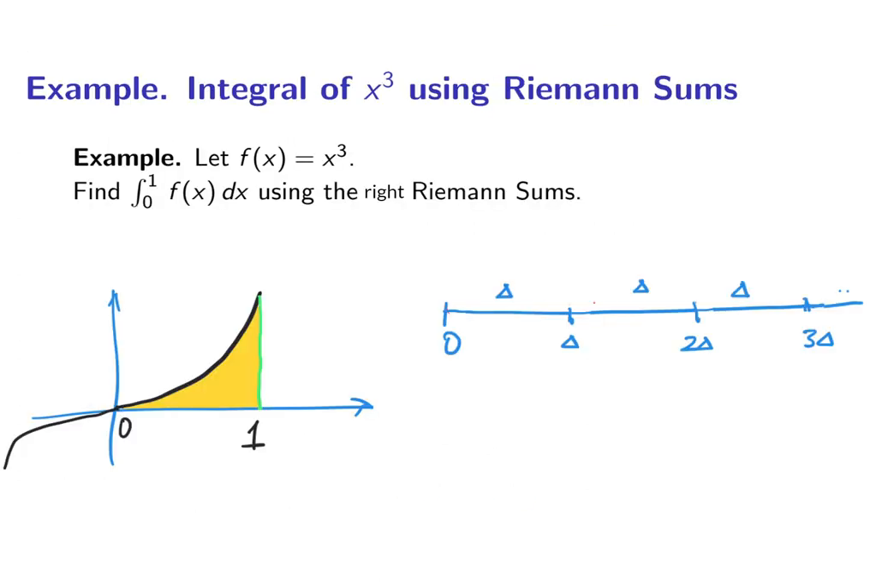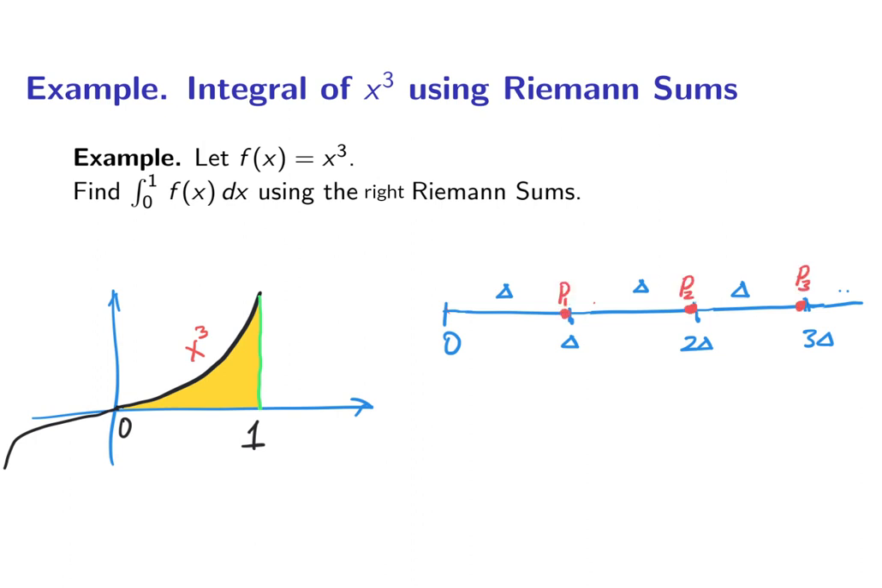Here is an example. Let's take the function f of x equals x cubed. Suppose we want to compute the area under x cubed from x equals 0 to x equals 1. So let's use Riemann sums for computing this integral. We have the interval from 0 to 1, so we divide it into n intervals of length delta. We start from x equals 0 and travel delta units to the right. So the first partition point is delta. The next partition point is 2 delta, then 3 delta, and so on.